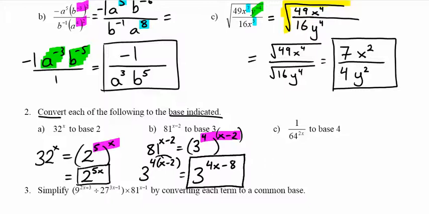Same thing goes here. I can take the 1 over 64 and I can write this as 1 over 64 to the power of 2x. Because if I have 1 to the power of 2x, it's still 1.